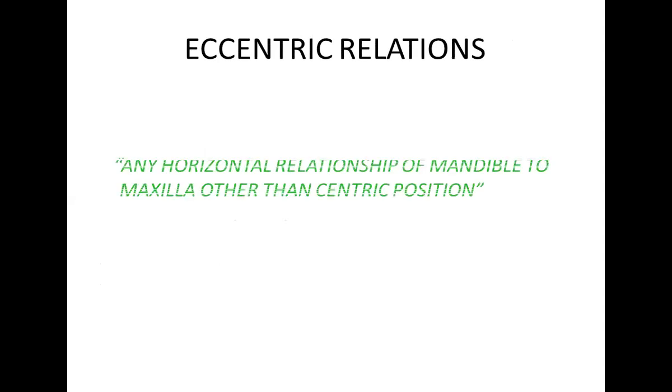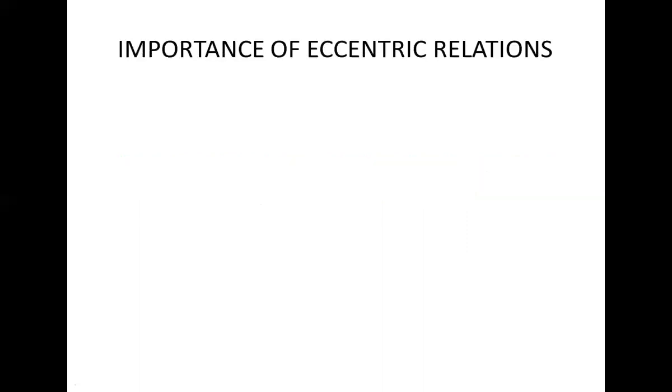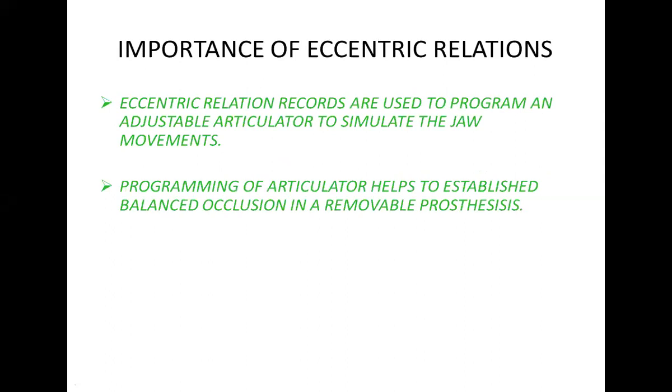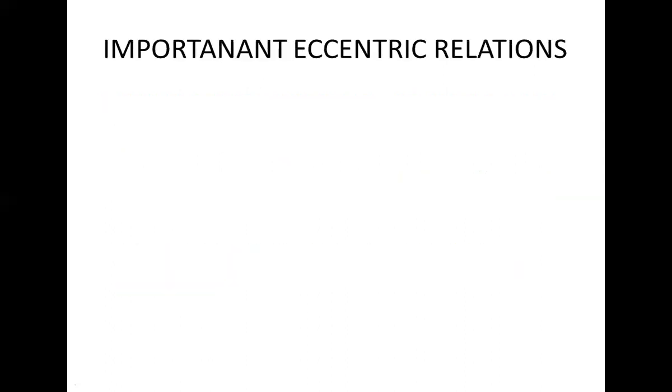So this is about your centric. Eccentric is almost the same as your centric relationship, but there are a few additional things. What is the definition of eccentric relationship? Adding an e in front of centric makes it eccentric. Any horizontal relationship of the mandible to the maxilla other than your centric. This zero point we discussed in the tracing method: there we have an arrowhead. The head of the arrow is your centric relationship, and the remaining lines are your eccentric relationship, from an understanding point of view. So what is the importance of your eccentric relationship?